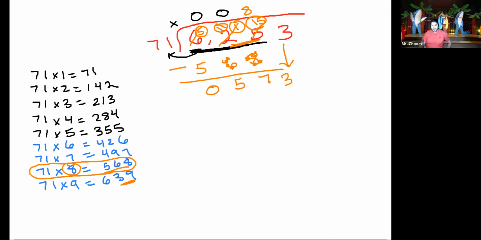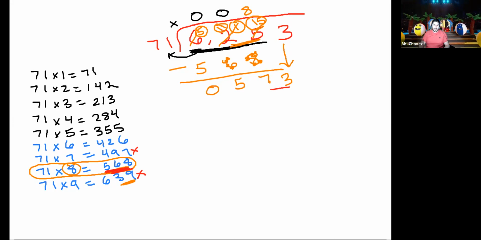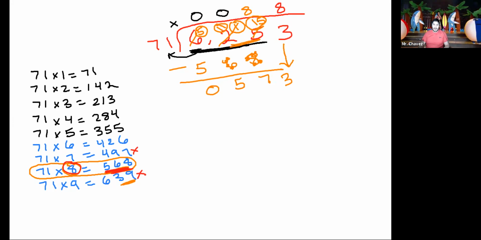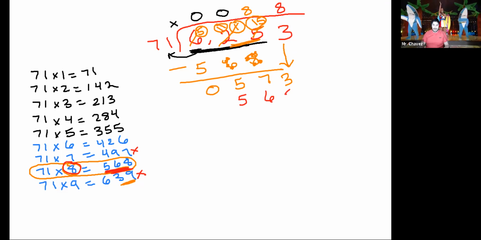573. So let's see the closest number. Again, we can't use 639 because that's too big. We can't use 497. That's too small. This one is just right, because it's still less than this one and it's the closest number. So again, we're going to put the 8 on the roof. And then we multiply again. 8 times 71. And again, it's the same answer, 568.